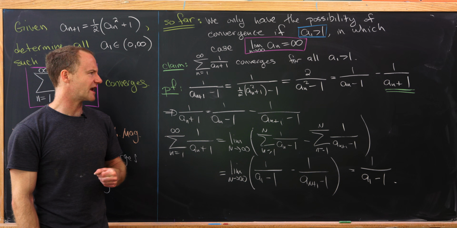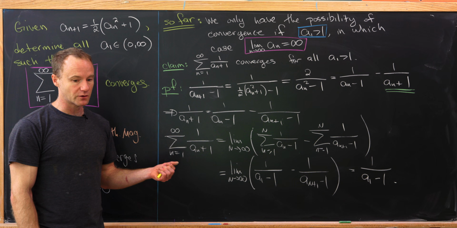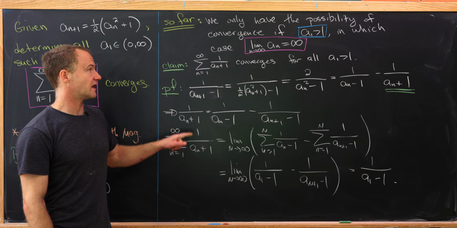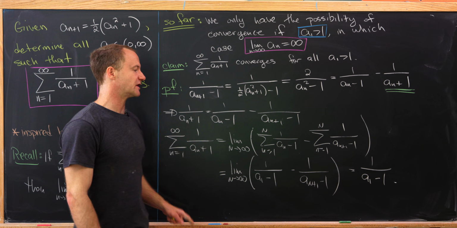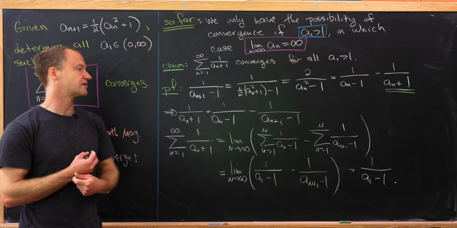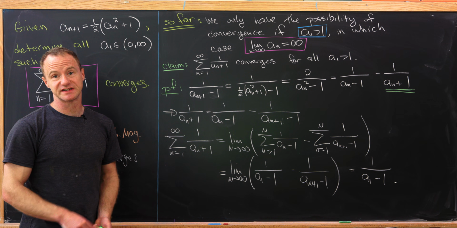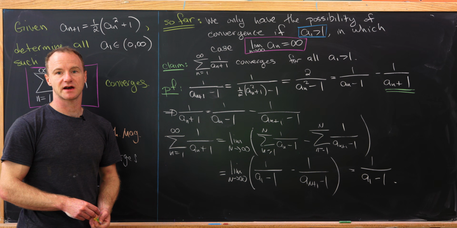And let's recall that a series converges if and only if its sequence of partial sums converges. And we've shown that as long as a1 is bigger than 1, the sequence of partial sums converges, and thus our series converges. And that finishes this whole thing off. And that's a good place to stop.